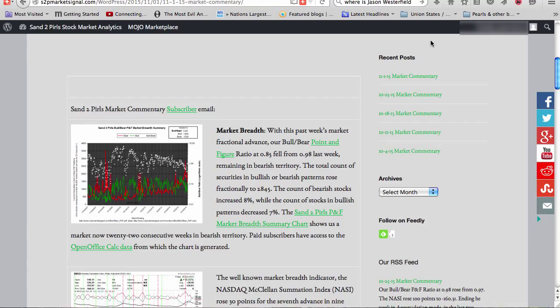The total count of securities in bullish or bearish patterns rose fractionally to 2,845. The count of bearish stocks increased 8%, while the count of stocks in bullish patterns decreased 7%. The Pirls PNF Market Breadth Summary Chart shows us a market now 22 consecutive weeks in bearish territory.